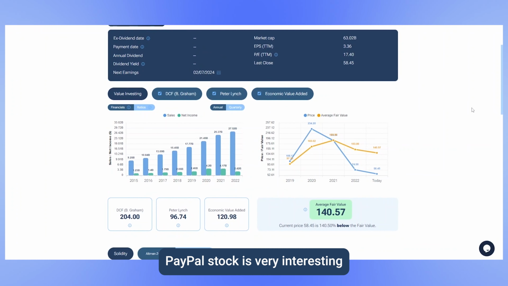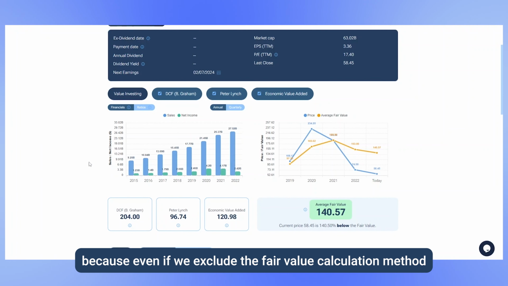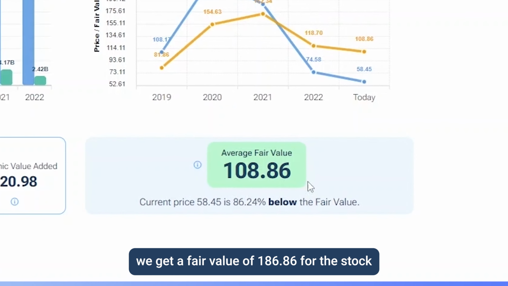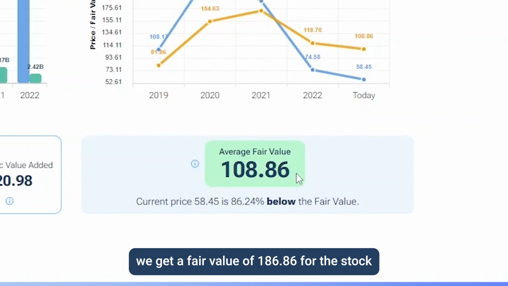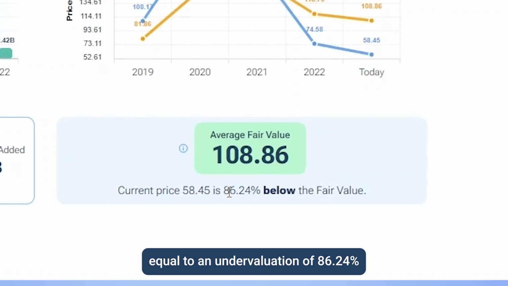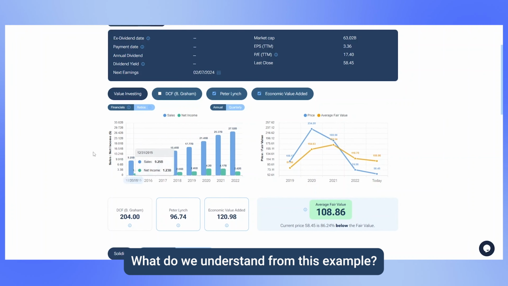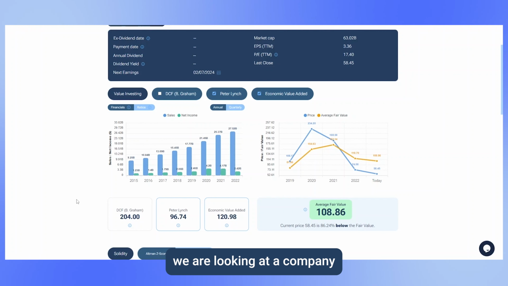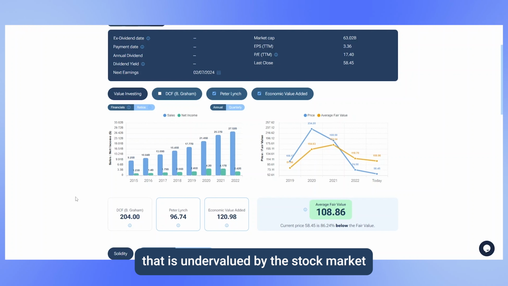It is noteworthy that in the insider transactions section, several managers are purchasing PayPal shares, including CEO Daniel Schulman. PayPal stock is very interesting because even if we exclude the fair value calculation method that returns the highest value, the discounted cash flow, we get a fair value of 186.86 for the stock, equal to an undervaluation of 86.24%. What do we understand from this example? That even by remaining very conservative, we are looking at a company that is undervalued by the stock market.